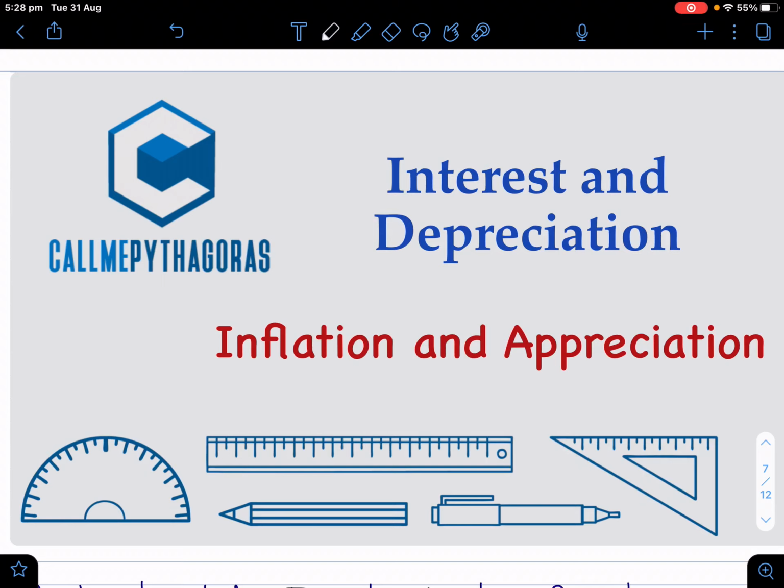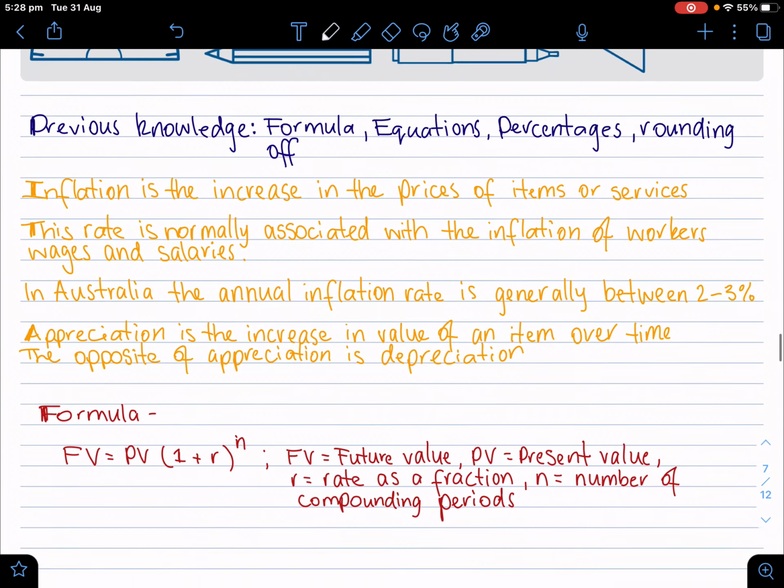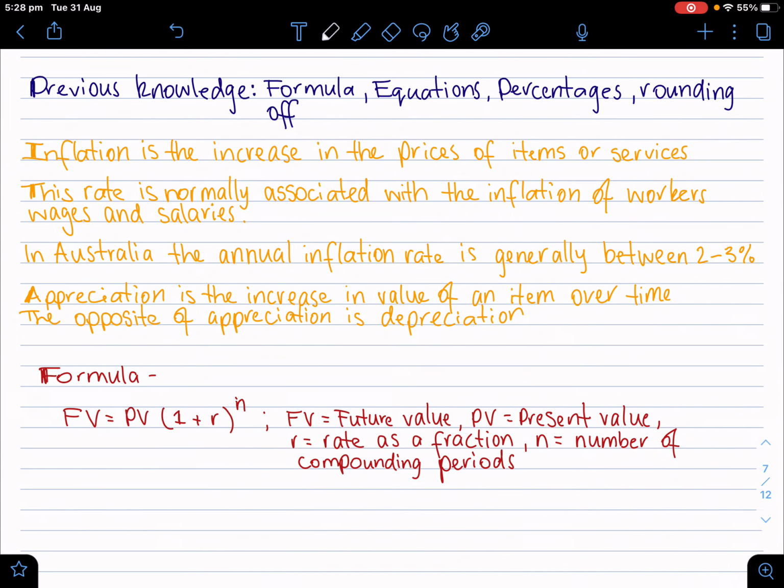Hey guys, so today we're going to deal with inflation and appreciation as part of interest and depreciation. So, what is inflation and appreciation? Well, they're very interesting terms. Inflation is the increase in the prices of items and services in the world that we live in.